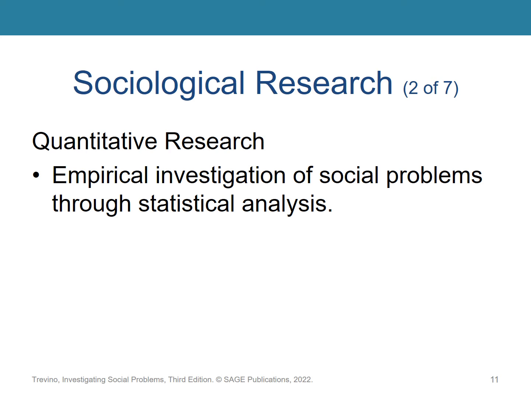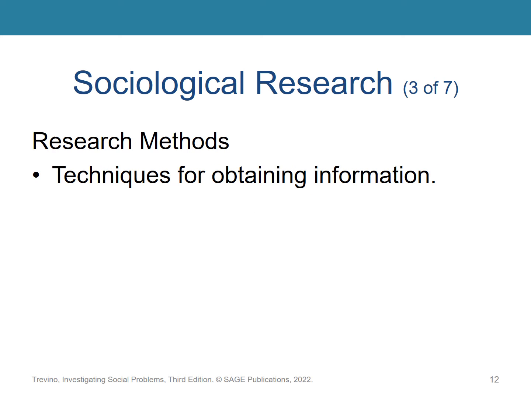Then we have quantitative research, which is empirical investigation of social problems through statistical analysis. So this is numbers. I always think quantitative research is things you can measure numerically. That's how I remember it too. So when you see the term empirical, you can also replace that with numerical or numbers to help you always remember it. Research methods are techniques for obtaining information, the methods used to obtain your research.